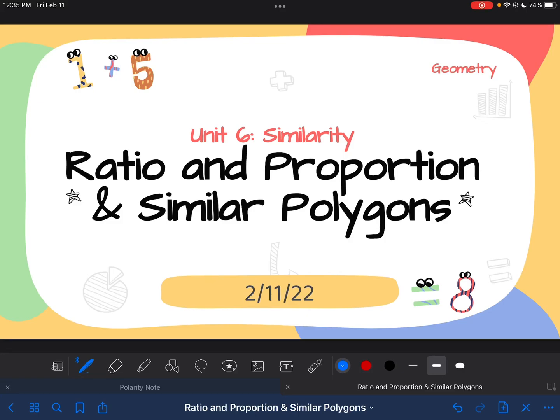Today what we're going to talk about is ratio and proportion and similar polygons. Now, the procedure of how I usually do things, especially with videos, is that I will go over some concepts and provide you guys practice problems.